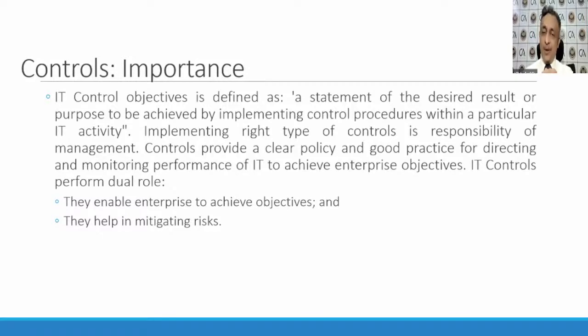Controls provide a clear policy, good practice for directing and monitoring performance of technology to achieve enterprise result objectives. IT controls perform a dual role: enable the enterprise to achieve the objective and mitigate risk. Fantastic. So why do you have controls? To help the entity achieve objectives, the policy framework, and also to ensure that any risk that arises from vulnerability from assets, vulnerability assessment, those risks are mitigated.